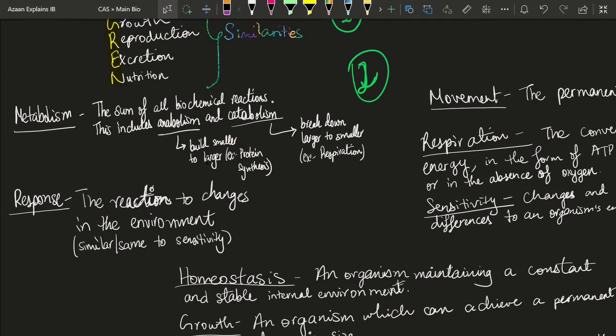Response is very similar to sensitivity, as they both mean changes and reactions to the environment. So for example, certain types of bugs and certain creatures in water do not like the light. They don't like bright areas. So instead they move towards darker areas, and they will often avoid light. So that's their sense of response.